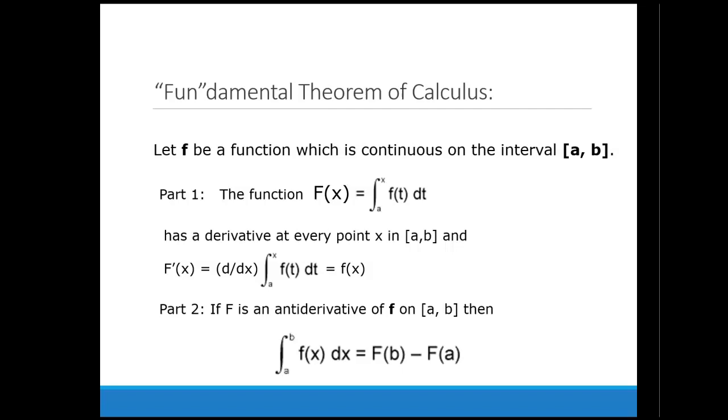Part 2 is what we've been talking about. However, now it's going to be manipulated in a way that if we have an initial condition as well as a given area, we can find a different point. So it says that if capital F is the antiderivative, then the integral from a to b of f of x dx equals capital F of b minus capital F of a.